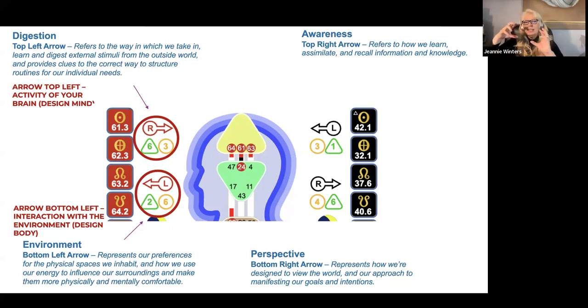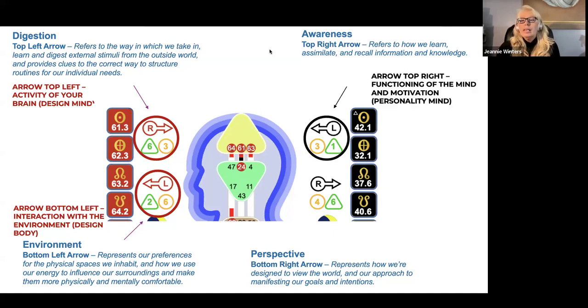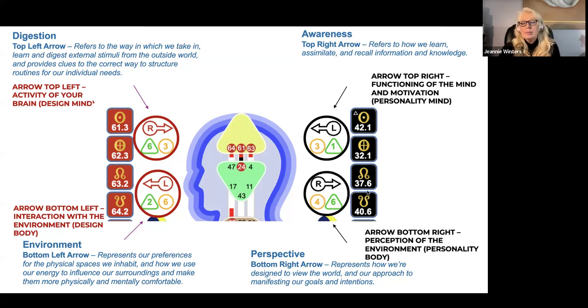It literally pieces out, and it goes deeper and deeper in each area. It pieces out how you interact: how you interact with food, with people, with the universe, all the different ways for you to best figure that out. Now, the upper right is called awareness. The top right arrow refers to how we learn, assimilate, and recall information and knowledge. And the bottom is called perspective. It represents how we're designed to view the world and our approach in manifesting our goals and intentions.